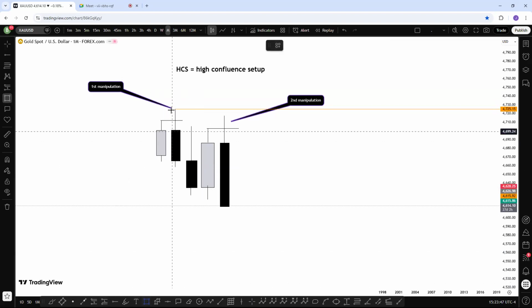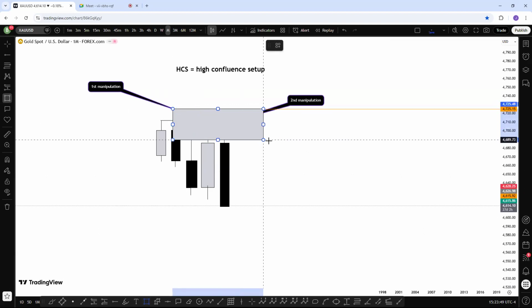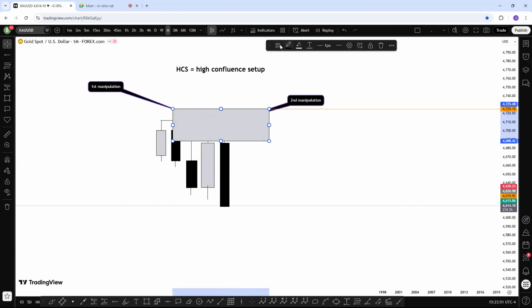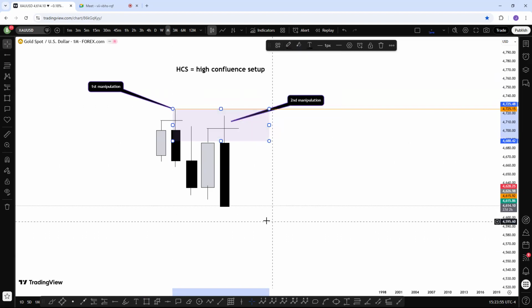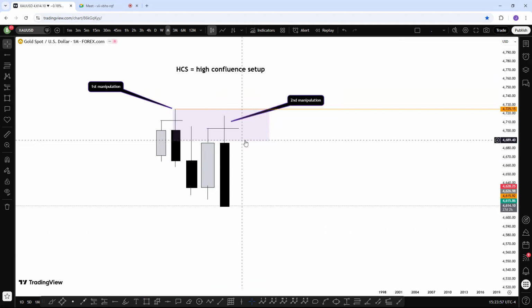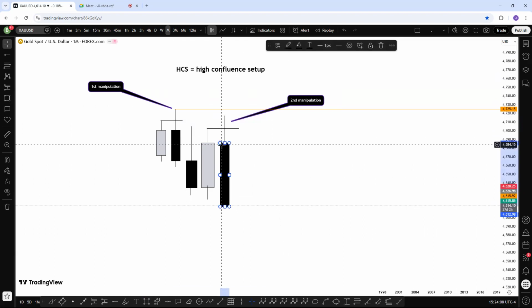You have to understand about the HS. If you are marking the zone, this is your HS zone, where you have manipulation like this. Okay, so this is just an example I'm drawing. It can form in different ways.